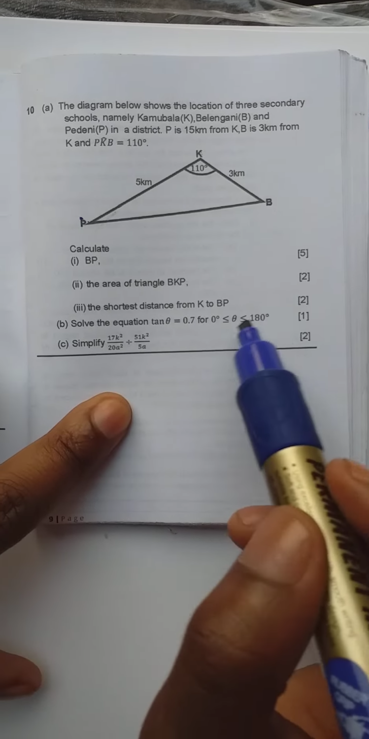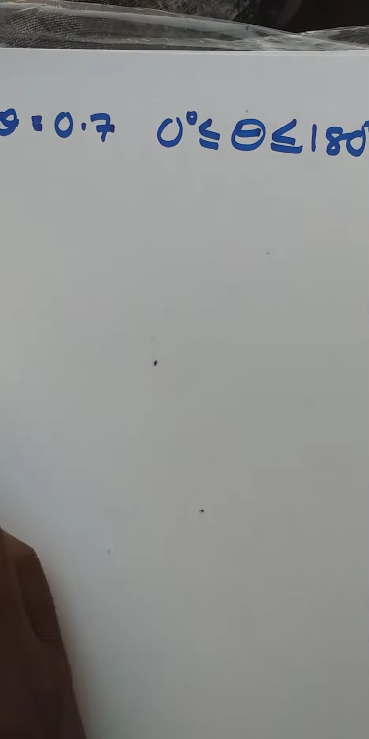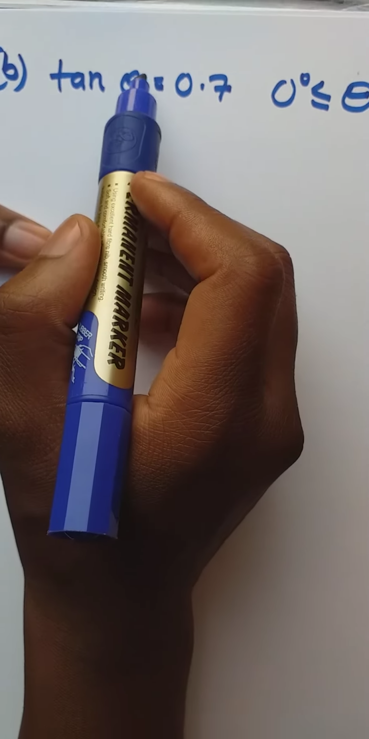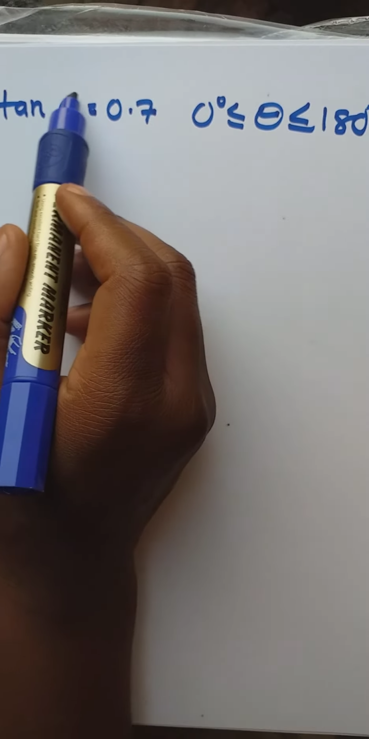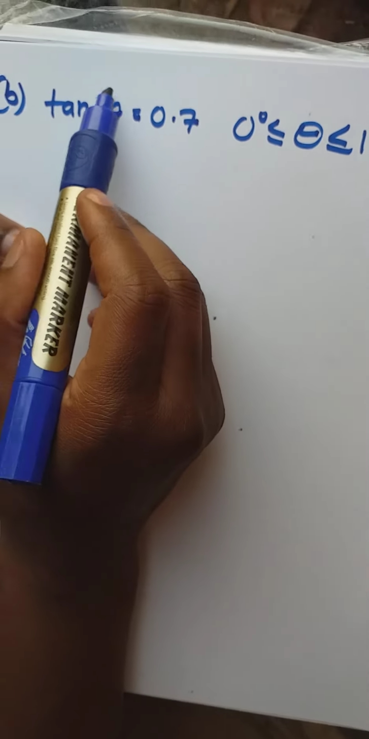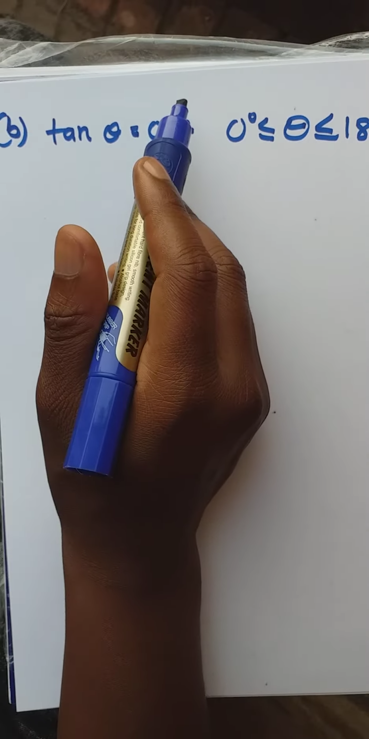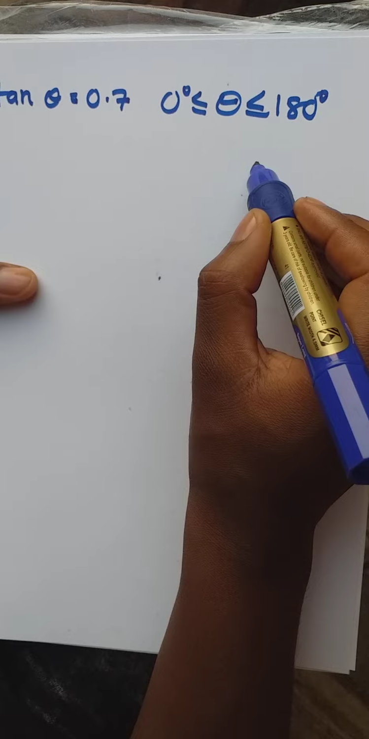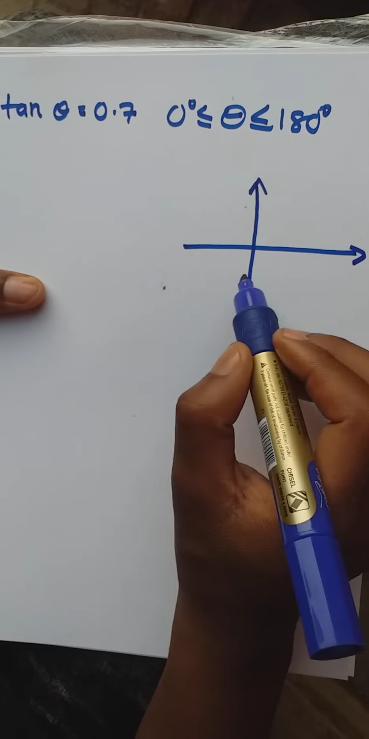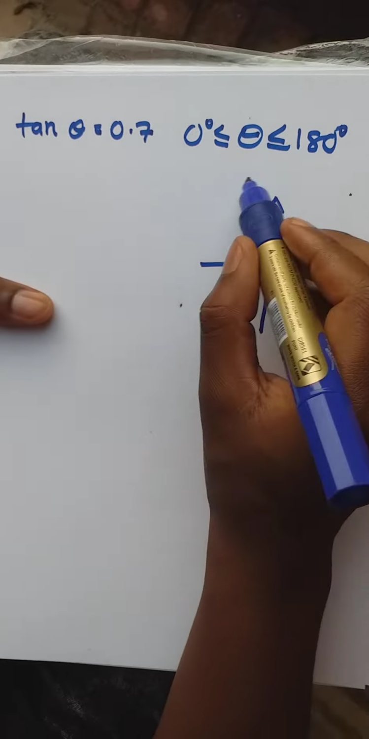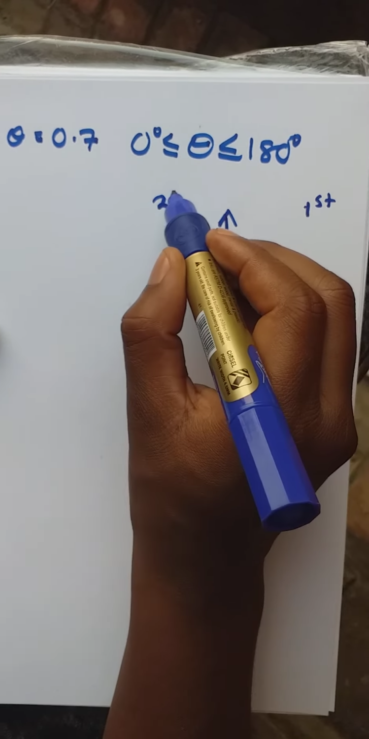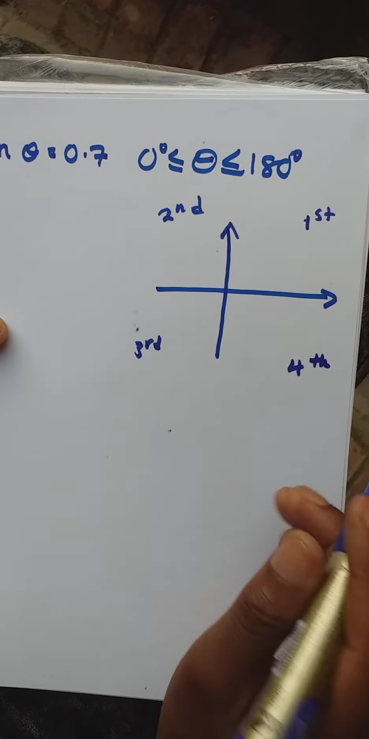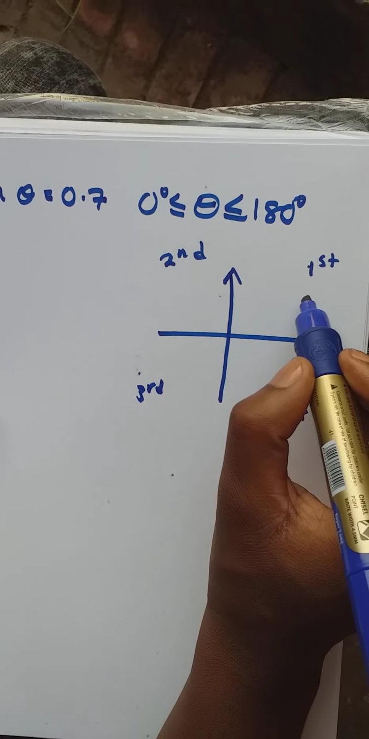So we want to find the values of theta. So this one involves finding the angles that you can put here, so that when you place that angle, you get 0.7. Okay, so what we use here is the concept of what we call quadrants. So there are 4 quadrants on the XY plane. There's the first quadrant, the second quadrant, the third quadrant, and the fourth quadrant.